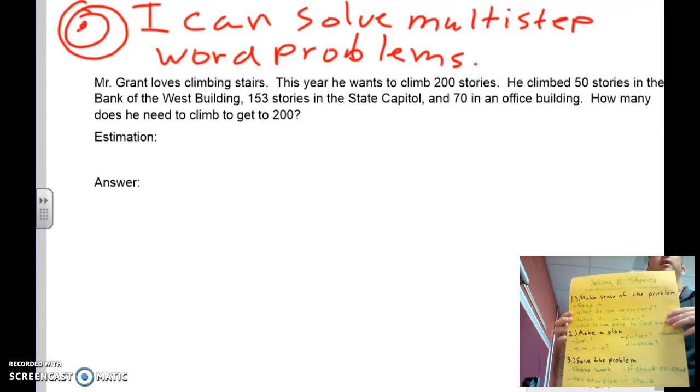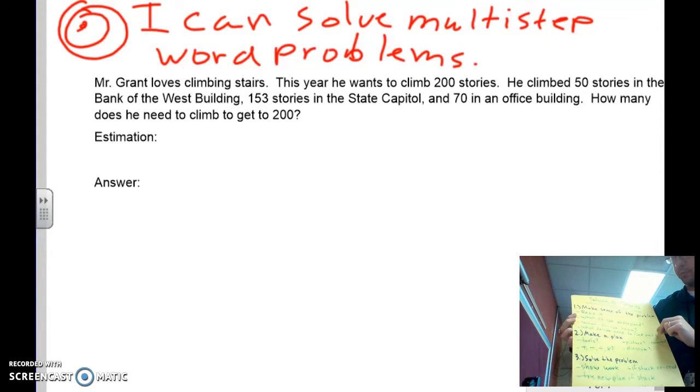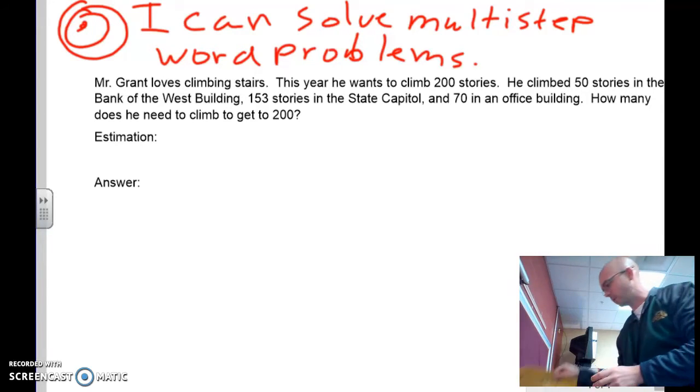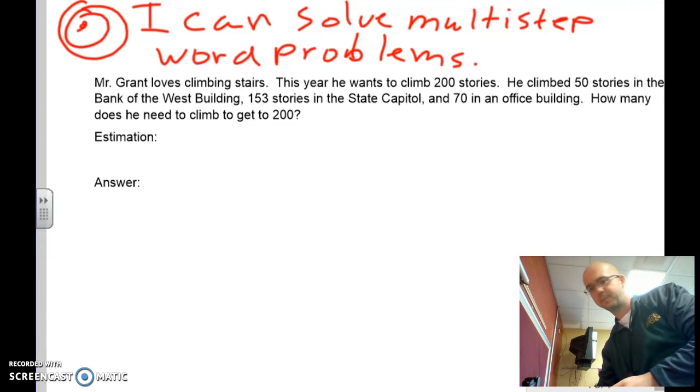So I've got this word problem. Here's the first step to solving word problems. Make sense of the problem. So to do that, we're going to read it, think about what we understand, what we know, and what we need to find out. So let's try step 1. Here we go.